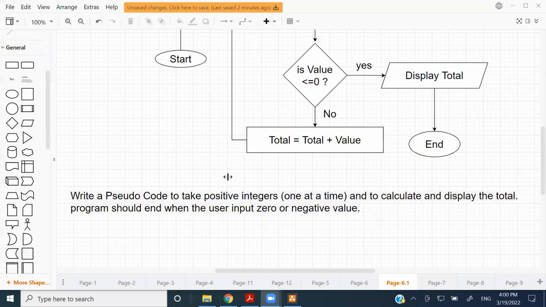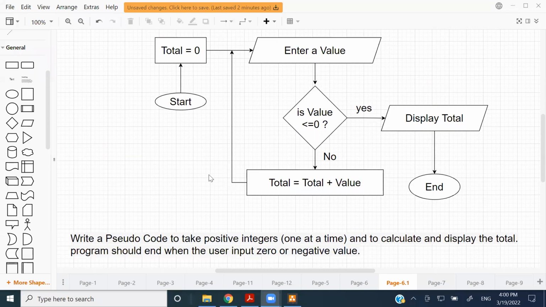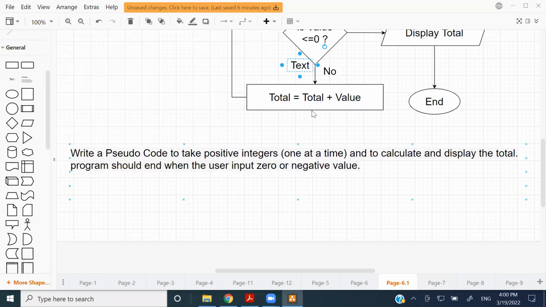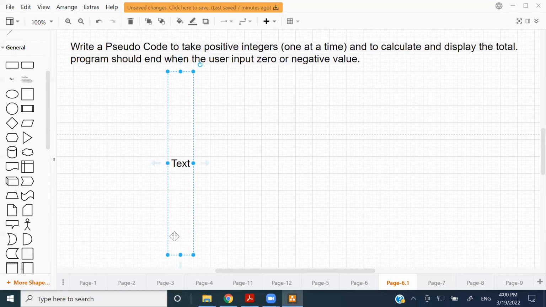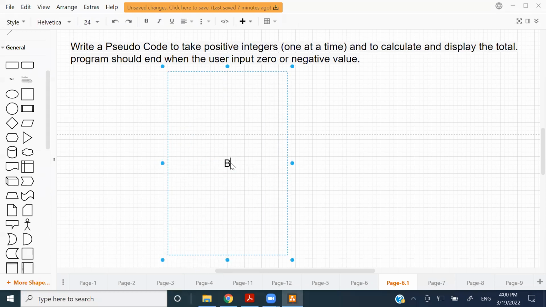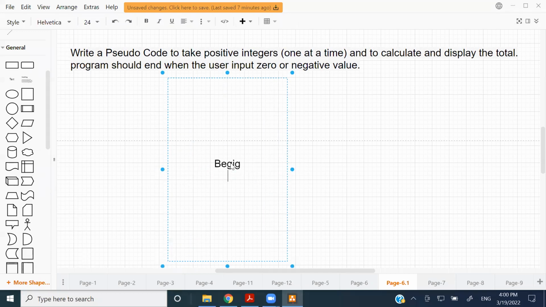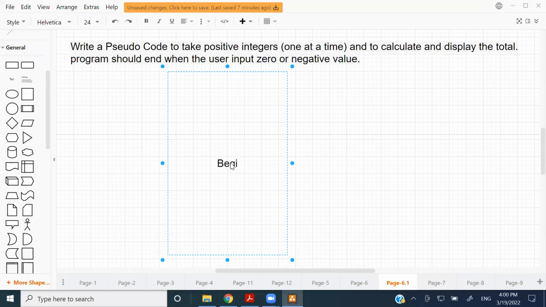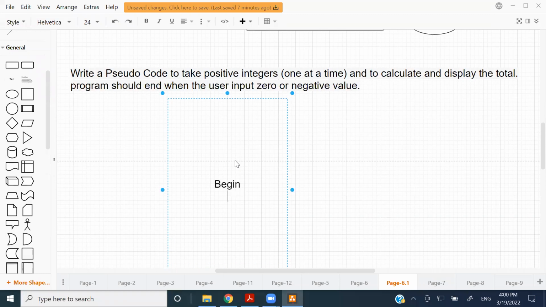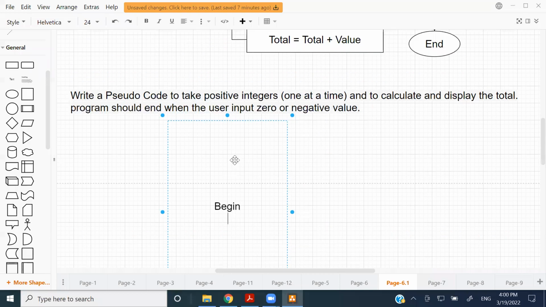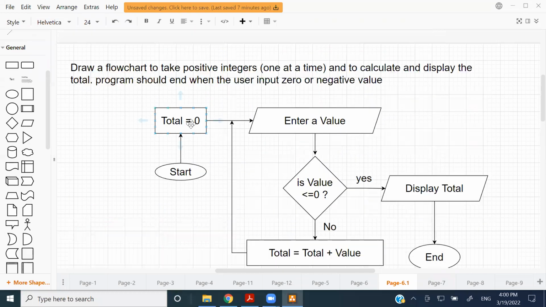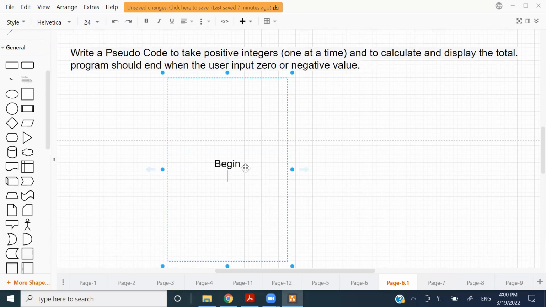Okay, let's see how this is going to happen. So it's quite easy. We can say begin. And what are we going to do? We have to specify this total equals 0 thing. It is before the iteration part. So total equals 0.